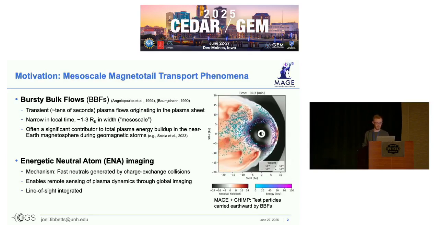Energetic neutral atom imaging, the short version is that if you have a bunch of plasma that slams into the exospheric hydrogen or neutral population, these ions can steal an electron and become neutral, and maintaining most of their momentum, they keep most of the energy they originally had, so you can measure these remotely and trace them along lines of sight back to where they came from.